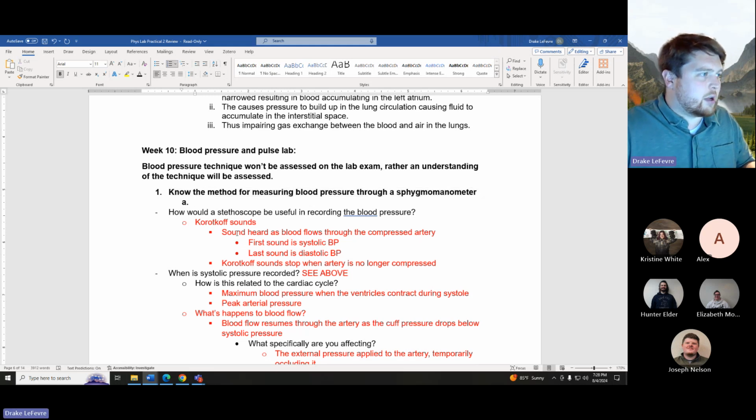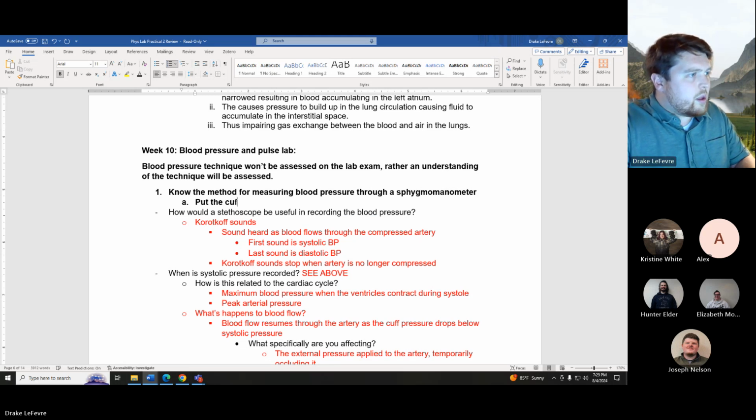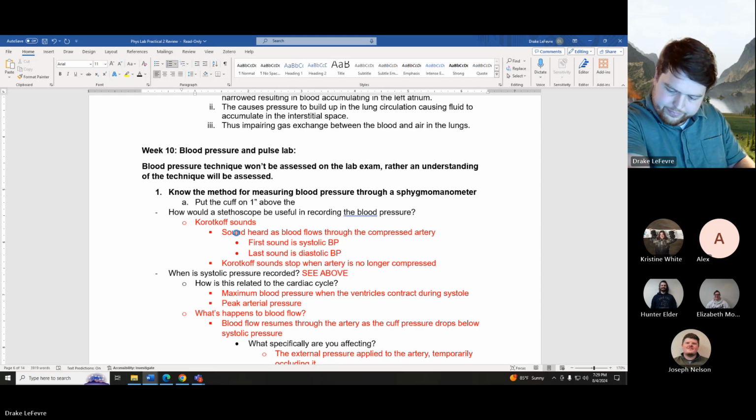So the method for blood pressure. There's several steps. Step by step, put the cuff on. Correct me if he has something different, but this is the way that I've learned it and done it. It's 1 inch above the cubital fossa, I think it's called, right?